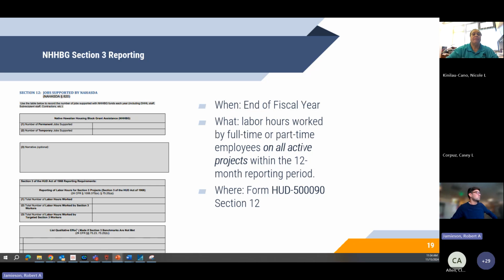In the box below, we list what we call qualitative efforts. So up here, the number portion, where we get a percentage of Section 3 workers and targeted workers, is our quantitative section.